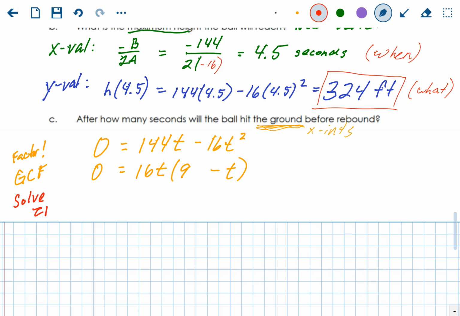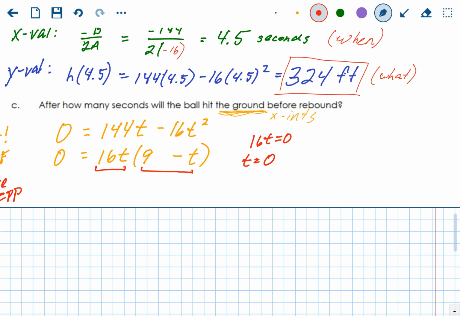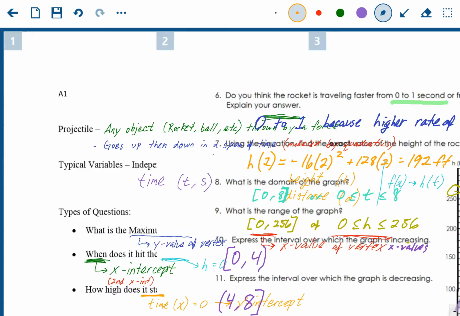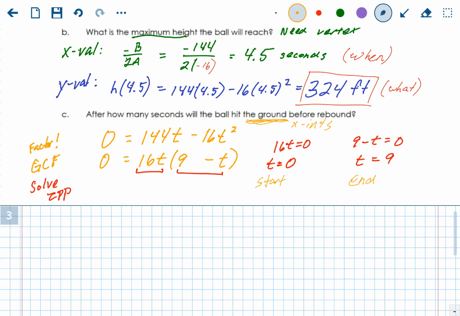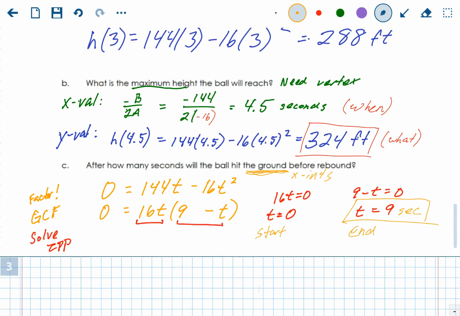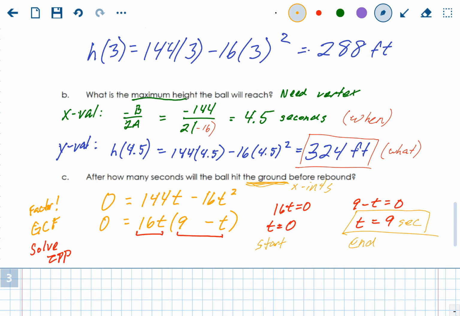Now solve. Zero product property. You have two factors, you have 16t, you have 9 minus t. Set each one equal to 0. 16t equals 0, so t equals 0. But that's a starting point. t equals 0 is the start, so that's not our answer. Solve the other one, you get t equals 9. That's going to be the ending point. It starts at 0 seconds, it ends at 9 seconds. That's how long the ball is in the air.